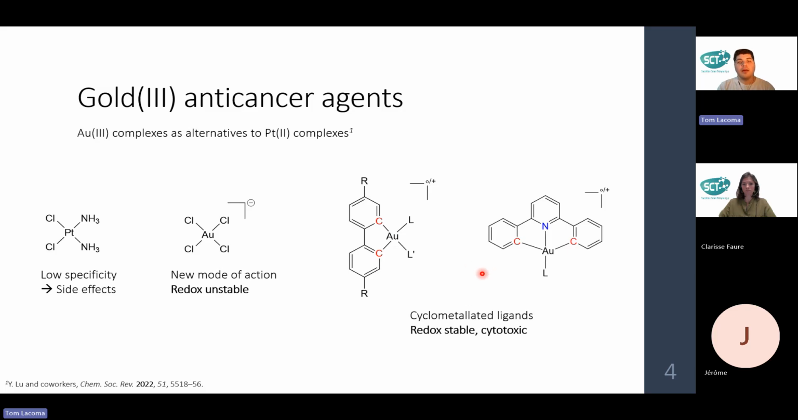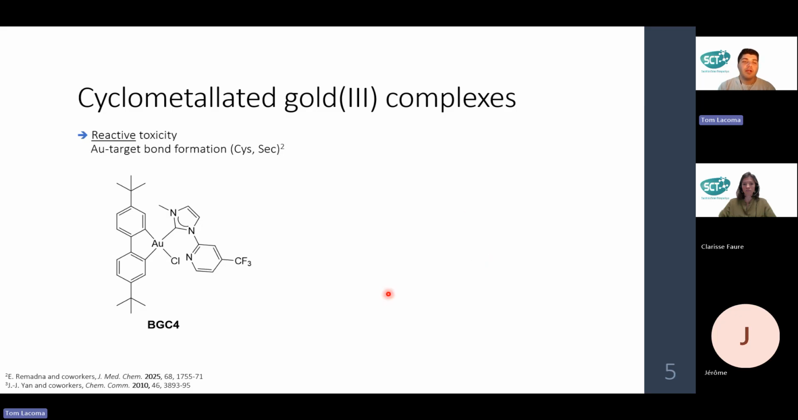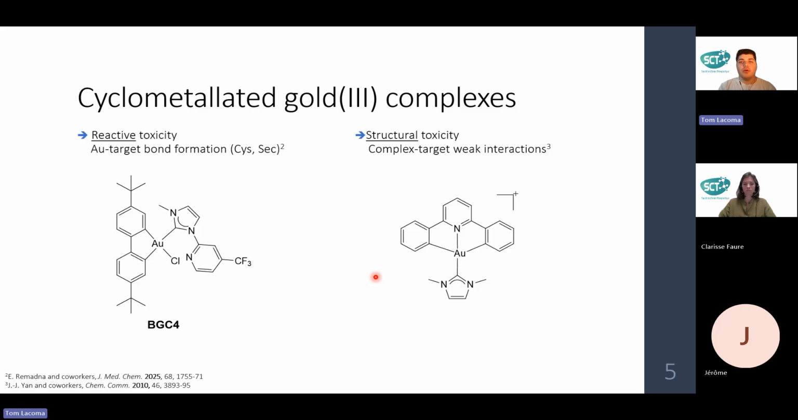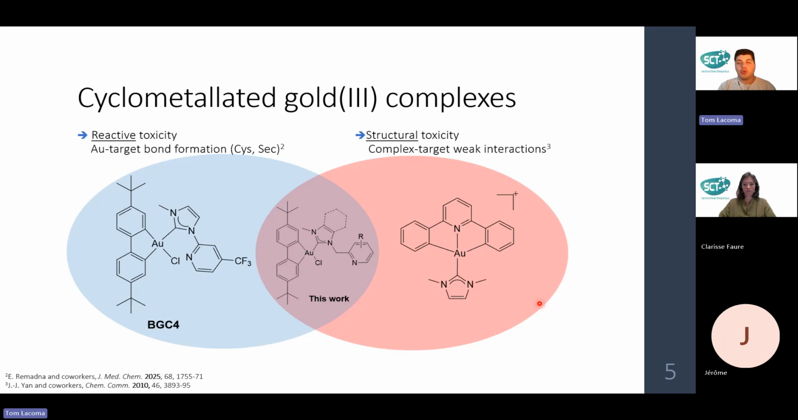In both cases, the complexes are able to trigger their toxicity either through a reactive pathway, through the formation of a covalent bond with their target, or through a structural pathway, where this time it's a weak interaction between the whole complex and its target, like this topoisomerase 1 inhibitor. So the whole point of this work starts from the question: what would happen if we tried to take the best of both worlds and synthesize a complex that would be both reactive and structural?